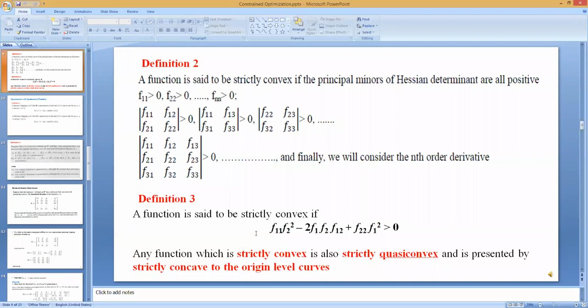So for strict convexity, what do we need? f2 greater than 0 and f11 f2 square minus 2 f1 f2 f12 plus f22 f1 square greater than 0. Please write it down: for strict convexity the requirement is f2 greater than 0 and the second expression is greater than 0. Done?